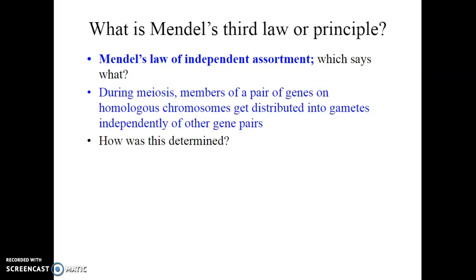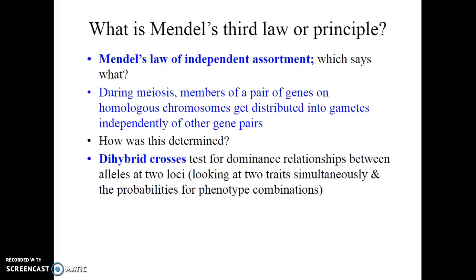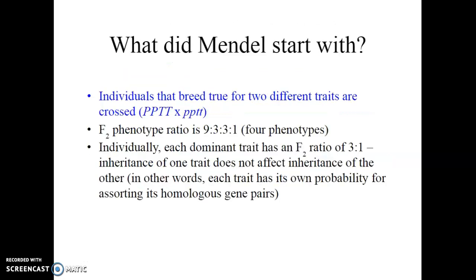So again, how was this determined? How did Mendel figure this idea out? And it was his dihybrid crosses, testing for dominance relationships between alleles on two loci. Loci means location on a chromosome. So looking at two traits simultaneously, the probabilities for different phenotype combinations. Seems like a mouthful there, but when we see it visually, hopefully it'll make a little more sense.